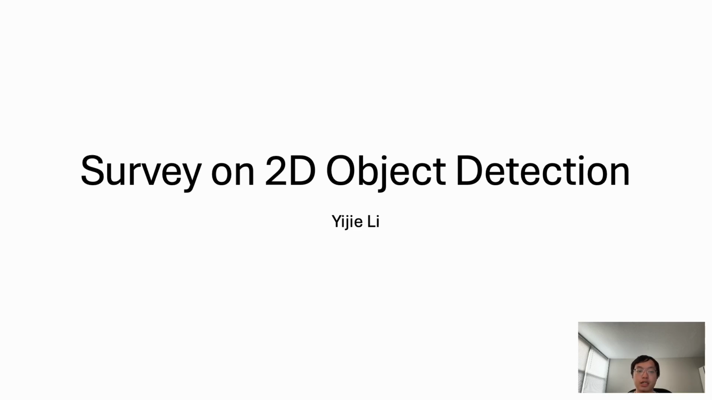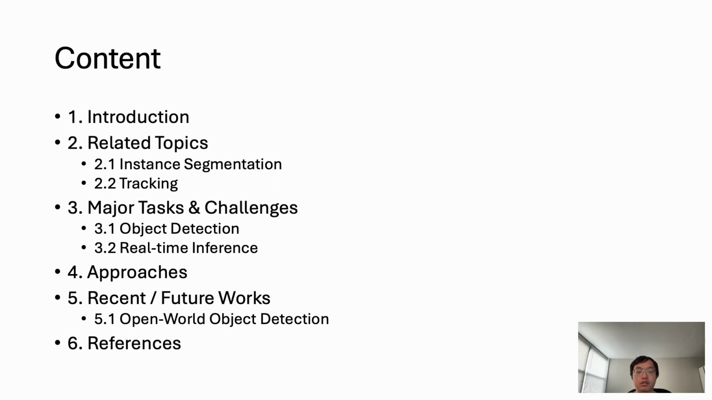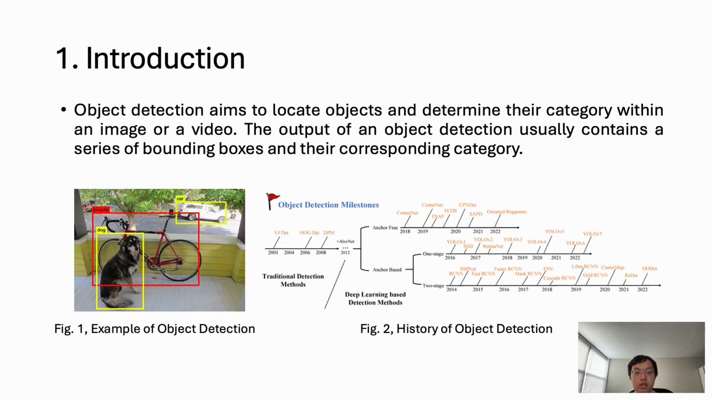Hi, I'm Yi Li, and today I'm going to present a topic on survey of 2D object detection. Well, here is the content. We'll cover the introduction, some related topics such as instance segmentation. There are several major tasks and challenges, and I will discuss 4 categories of approaches. Also, I will discuss future works, and finally the reference.